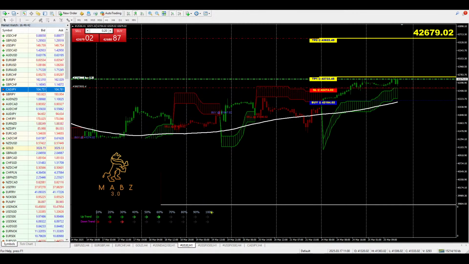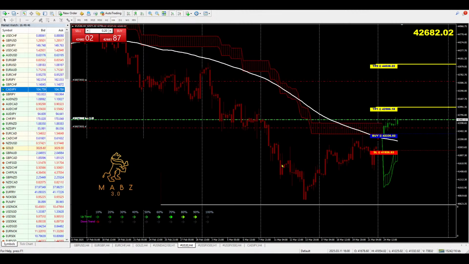So on US 30, the valid trade is on the H4 chart. So we're using the H4 chart parameters, right? We're targeting TP1 and TP2, right? Remember your lot size, guys. This is nice. I like it.